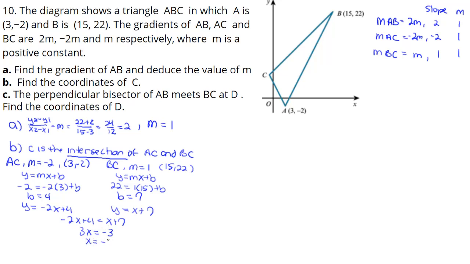The intersection, I just got to solve them simultaneously, which is easy because they both say y equals, and I find out that x is equal to negative 1. I substitute the negative 1 back into one of the equations. This is an easy one, and so then I find out that y is going to equal 6. That is the point C.